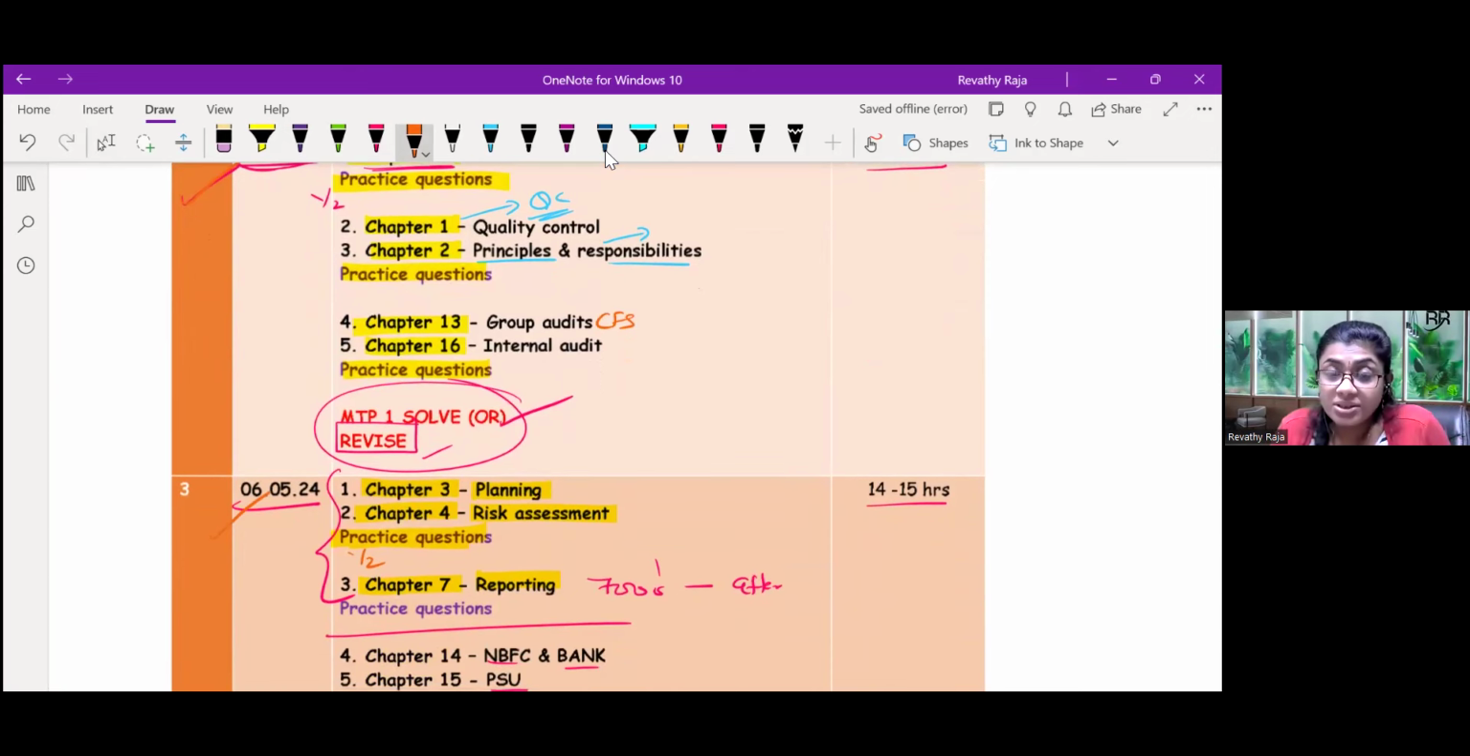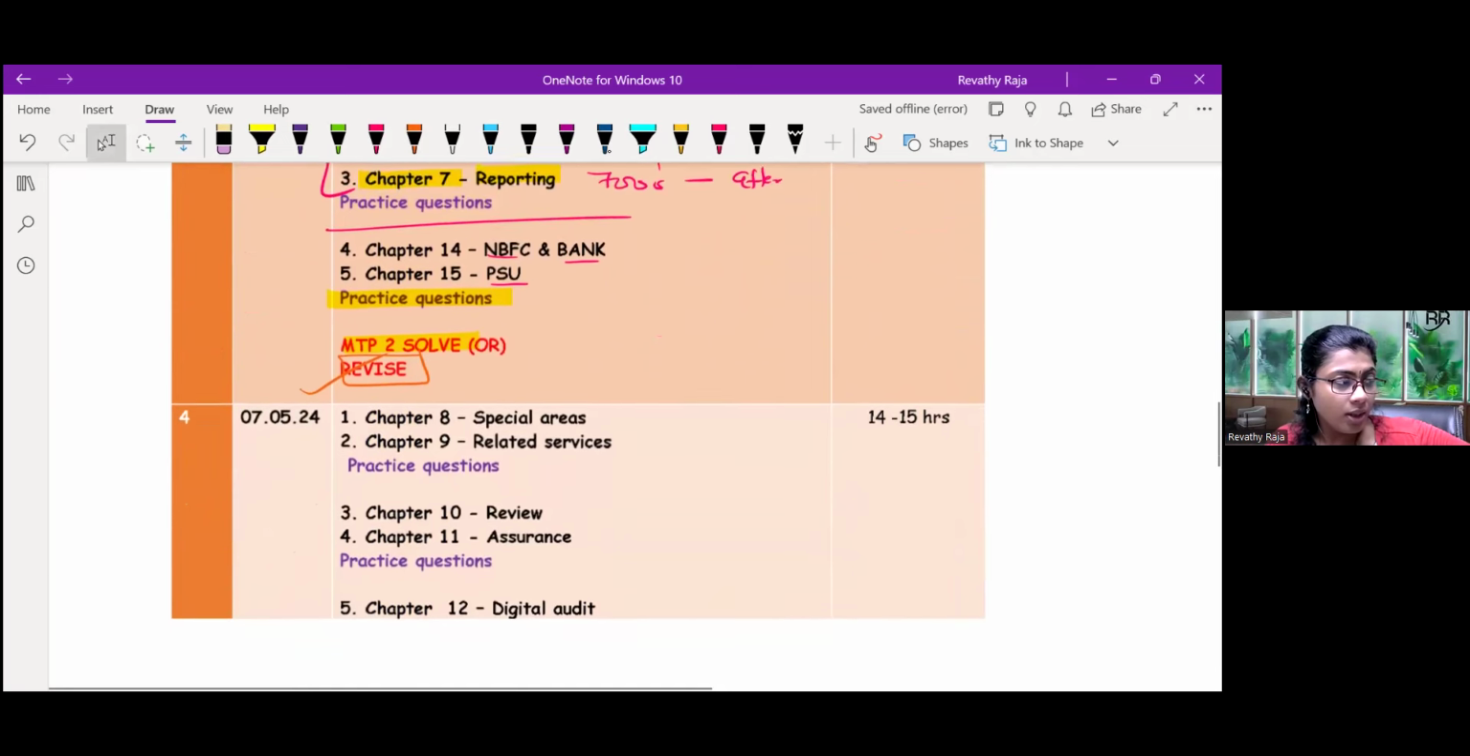Ma'am, how is it possible? Revise means I'm not asking you to go through each and every page. No. Just glance through the notes or charts which you have made, or just recall. Okay, we have studied SA 500. What are the points? Just recall.